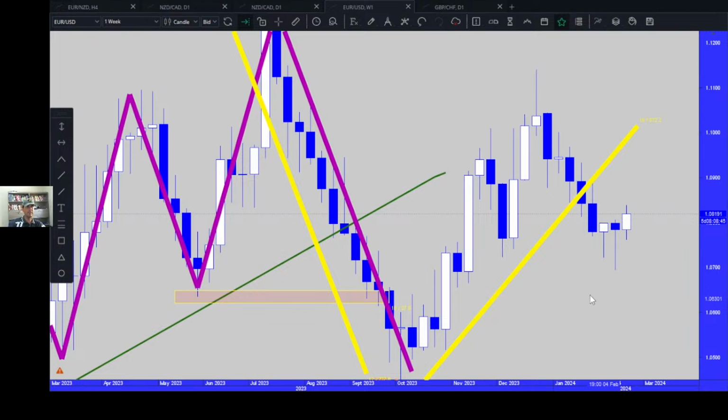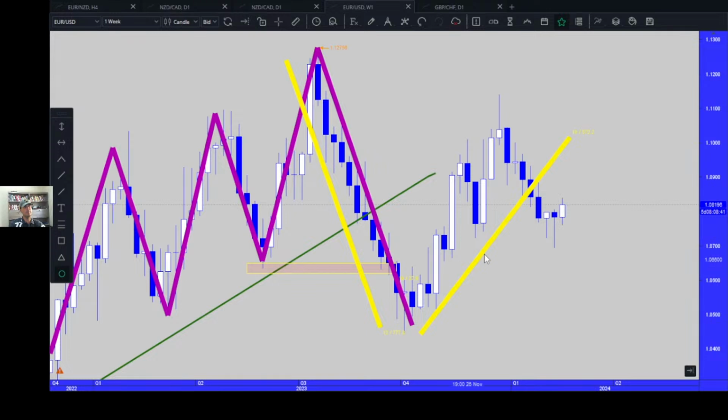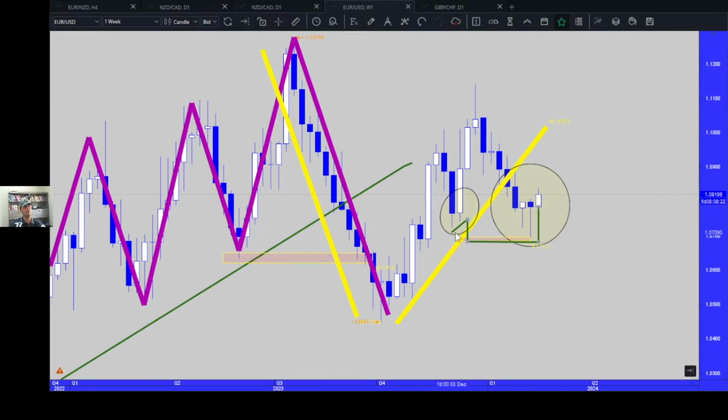I don't have much time. I have a class with Melissa in about 10 minutes. What do you think is going to happen next here? Euro dollar weekly chart. Do you think it's the same story again? This is a low, and the market just broke a low. The market just broke this low.